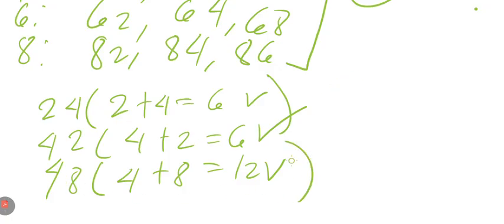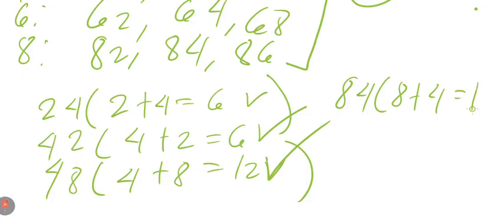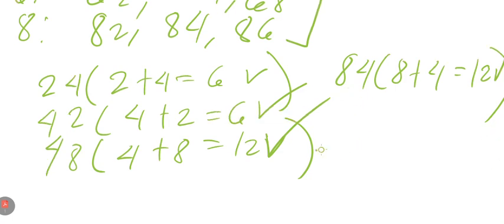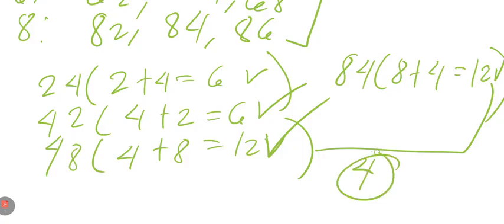And the last one here is 84. So 84 is 8 plus 4, which equals 12. Another check for that one. Okay, so all in all, there are 4.